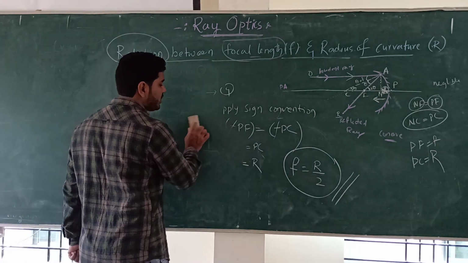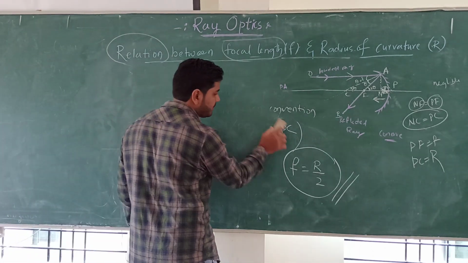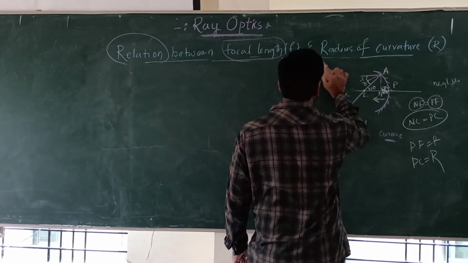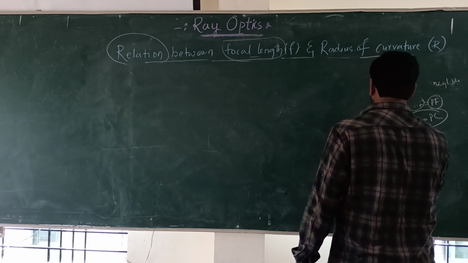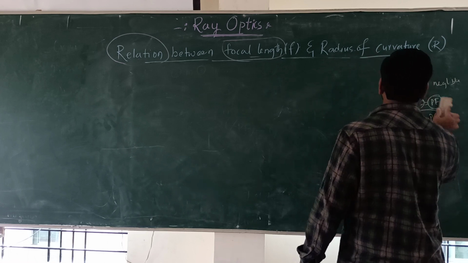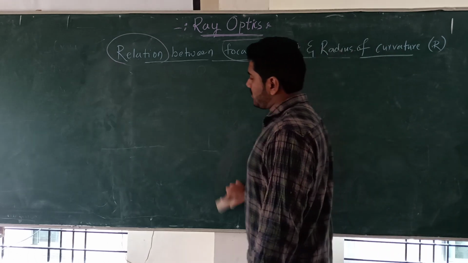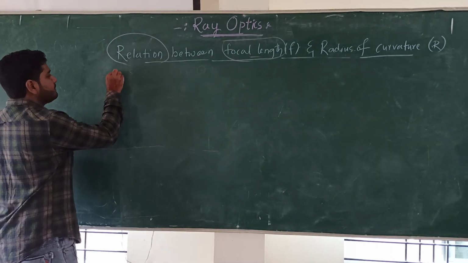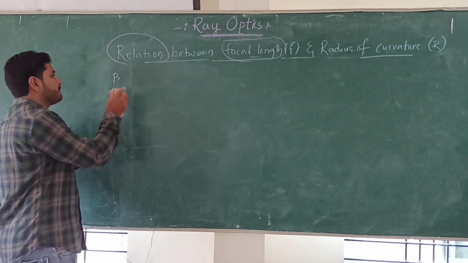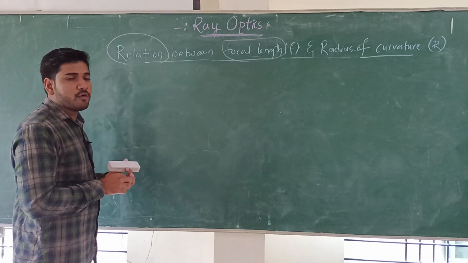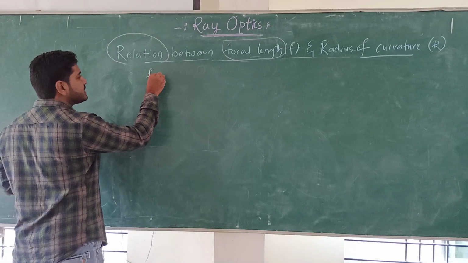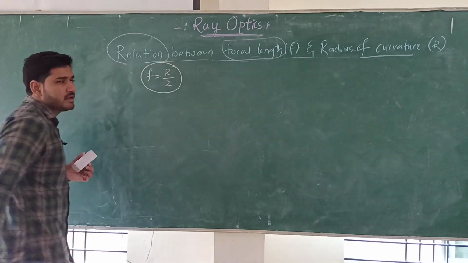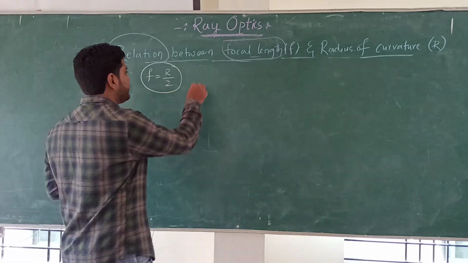We'll take one small problem. After that we'll finish this class, and tomorrow we'll see a different concept, the same concept but advanced. So first of all, remember the relation between focal length and the radius of curvature is F is equal to R by 2. This is a very, very important formula. Now take the problem.